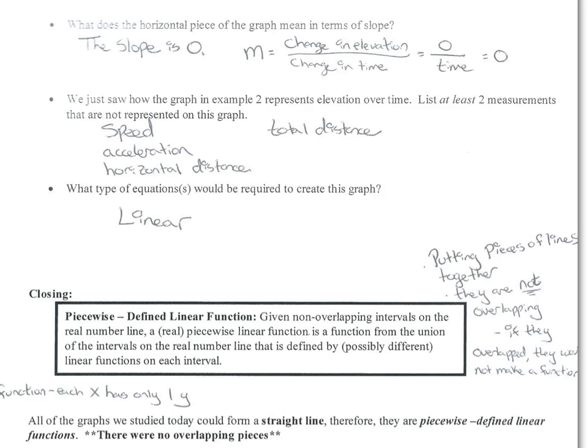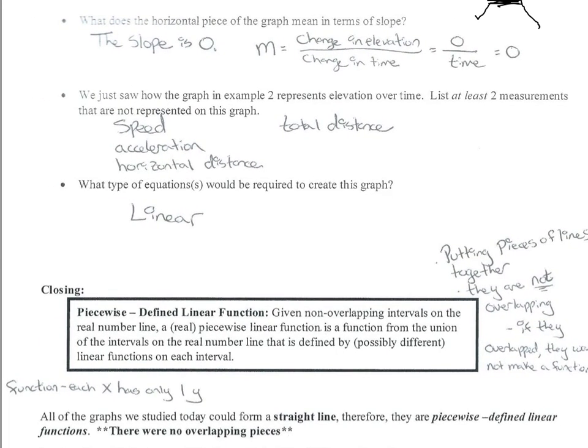What does the horizontal piece of the graph mean in terms of slope? That means the slope is 0. Change in elevation over time: the horizontal piece up at the top of the mountain, up here, their elevation's not changing. So the change in elevation over time is 0 over time. 0 divided by time is just 0. We just saw in example 2 that it represents elevation over time.